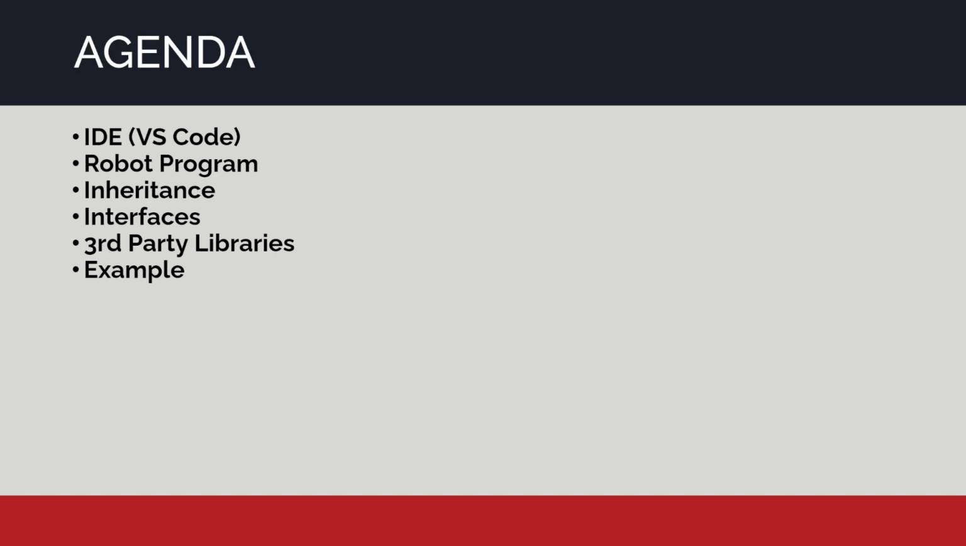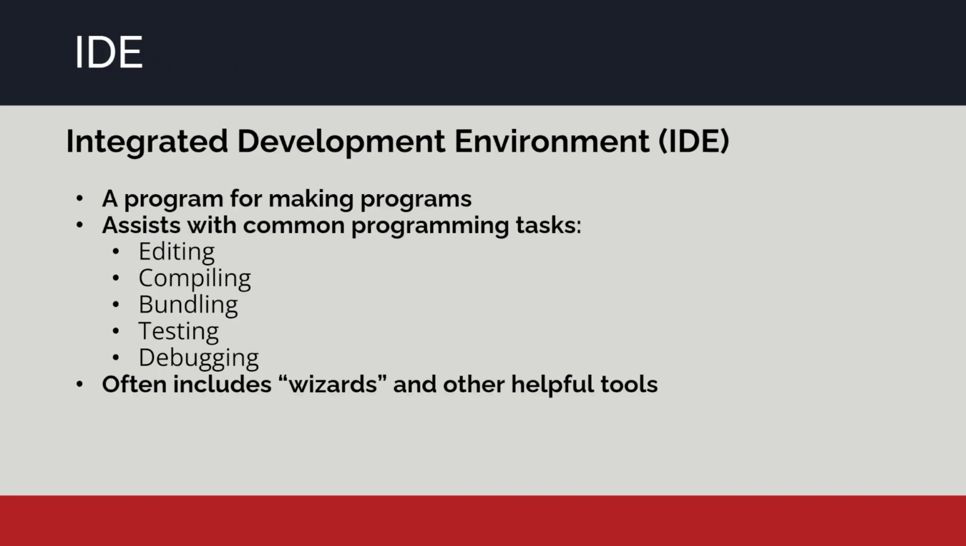Okay, great. So what is an IDE? IDE, in case you're curious, stands for Integrated Development Environment, and it's a program for making programs, basically. What it does is it assists you with common programming tasks. Some of those tasks are editing, compiling, and bundling, which is not the same as compiling. Bundling is when you take all the source files that have already been compiled, and maybe a bunch of other things, and you bundle it all together into a single program that gets deployed on the robot or on a computer, whatever you're programming for.